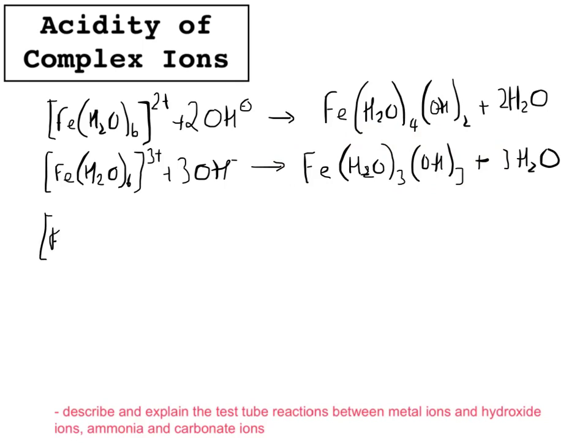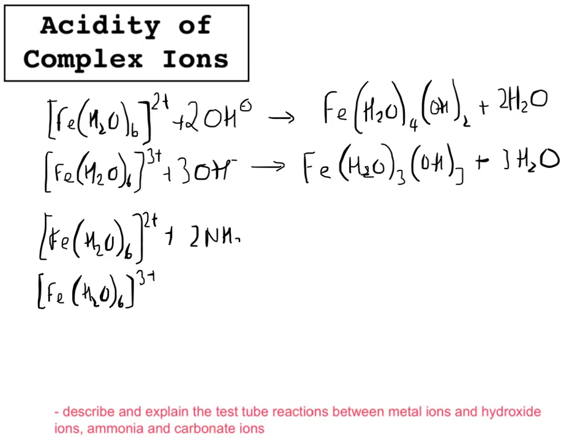So you have Fe(H2O)6 2+ and you have Fe(H2O)6 3+, with 2 ammonias in the first case and 3 ammonias in the second case, and the ammonia is going to act as a base, so it's going to grab an H+ off these.